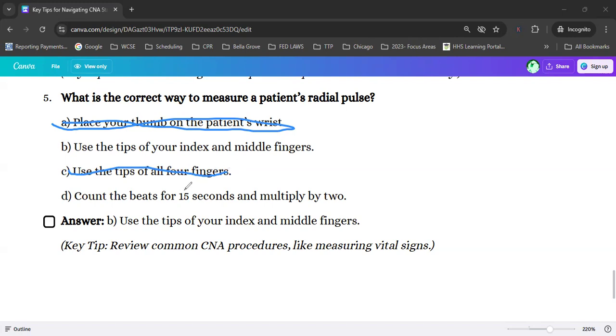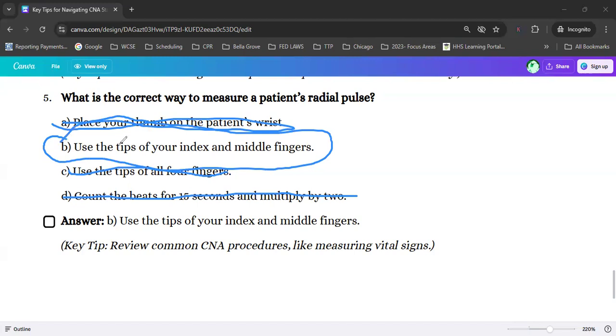And D says count for 15 seconds and multiply by 2. For those who have been in the industry, who have known how to do vital signs, this could be a shortcut way of getting potentially to the answer for your pulse, but it's going to mess you up in the state exam because guess what? They want you to measure the pulse for one full minute. They don't want you to use 30 times 2, and they don't want you to do any of those things. They want you to measure it fully for a minute using a clock that has a second hand, which is typically on the wall of the testing center. So we know now, if we didn't know, that it's going to be B.